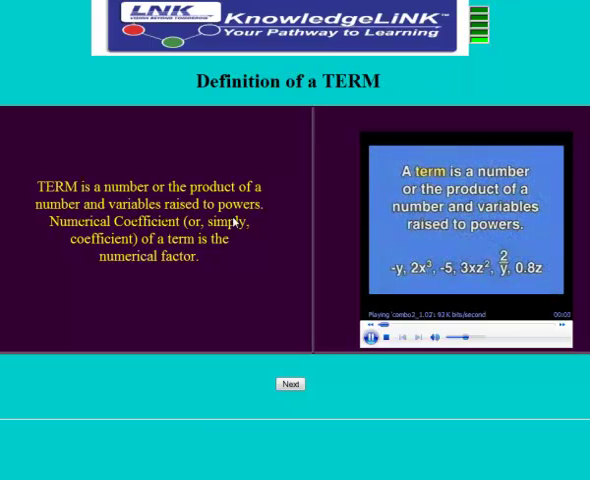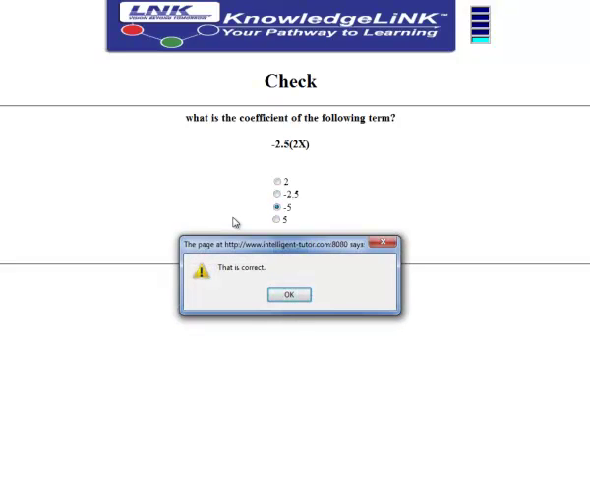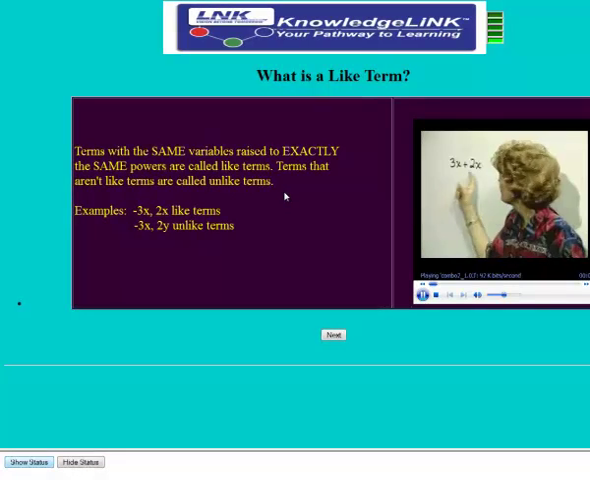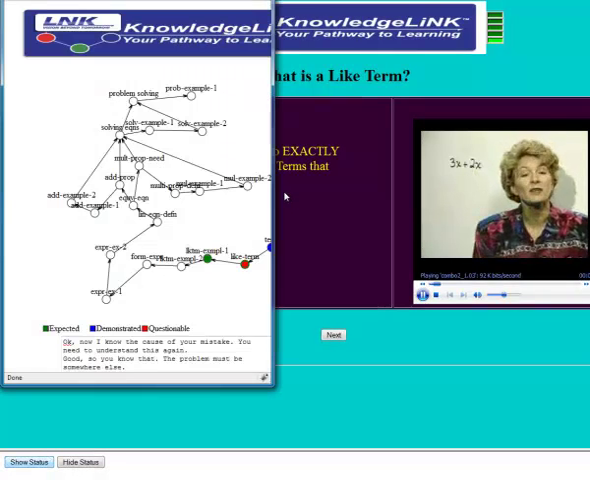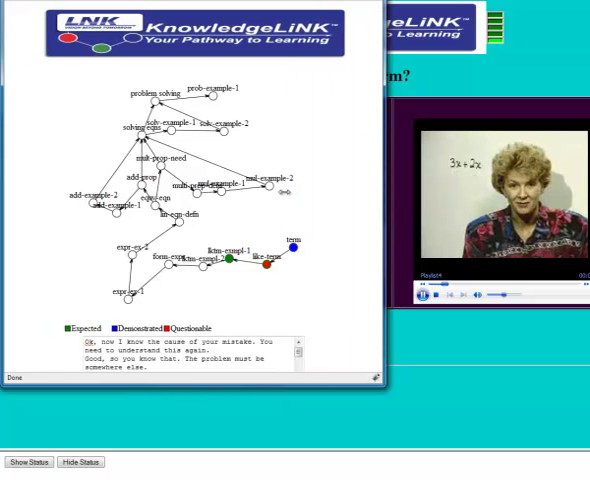First, the definition of a term. A term is a number or the product of a number and variables raised to powers. Notice I have some examples of terms. The numerical coefficient of this term is 2. These are examples of like terms. So let's go over a definition of like terms.